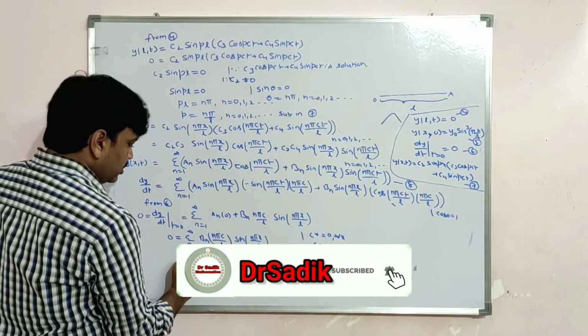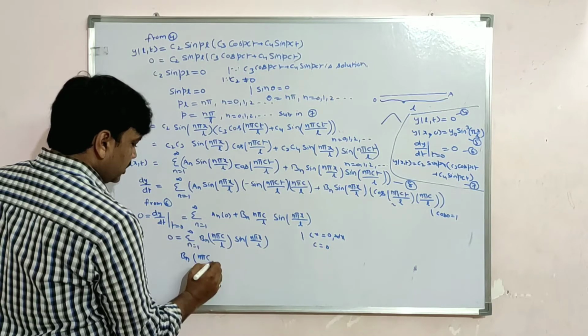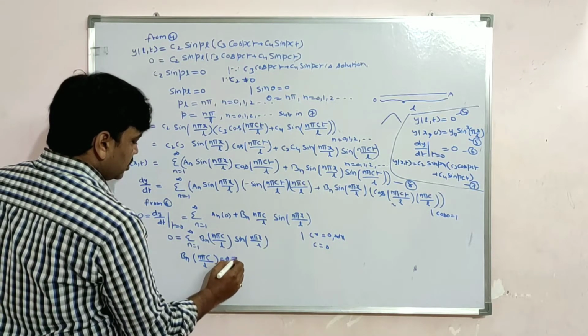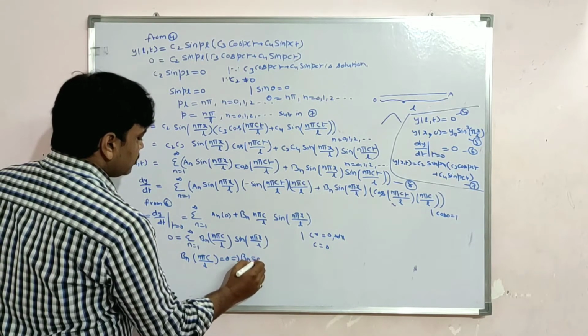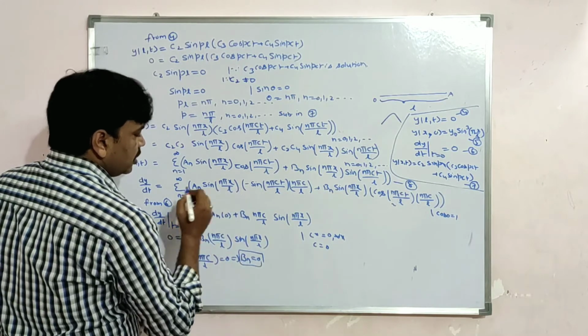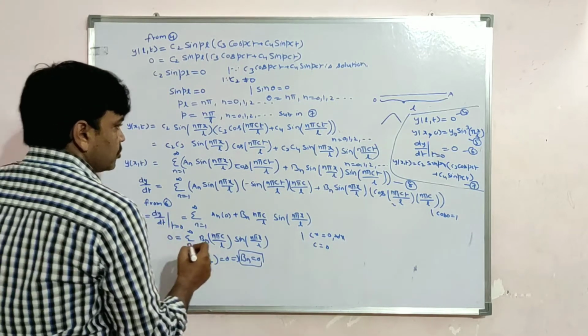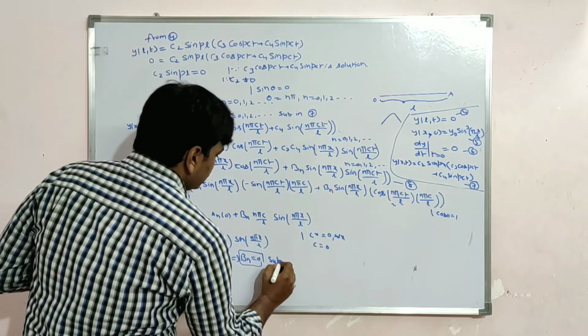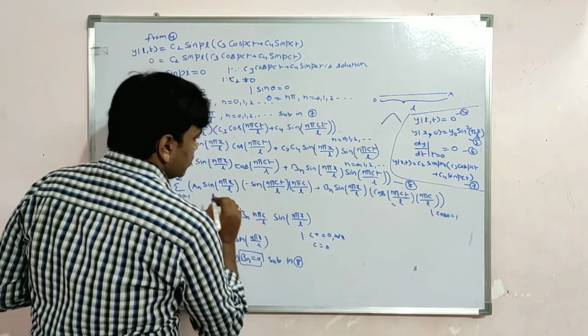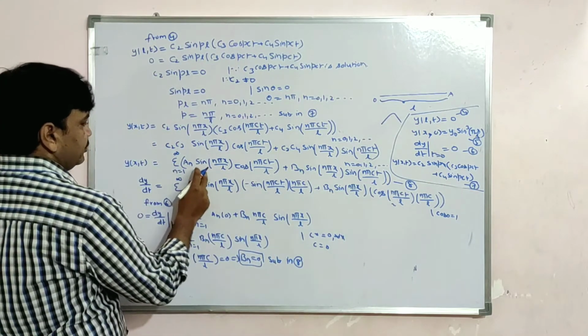bn n pi c by L, that is equal to 0. Clearly here the bn value is equal to 0. Now substitute in 8, students, substitute in 8 here.